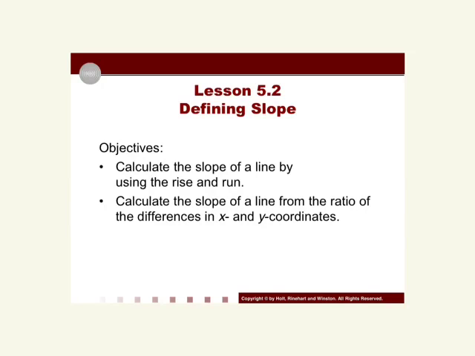Our objectives are to calculate the slope of a line by using the rise and run. We're also going to calculate the slope of a line from the ratio of the differences in x and y coordinates.